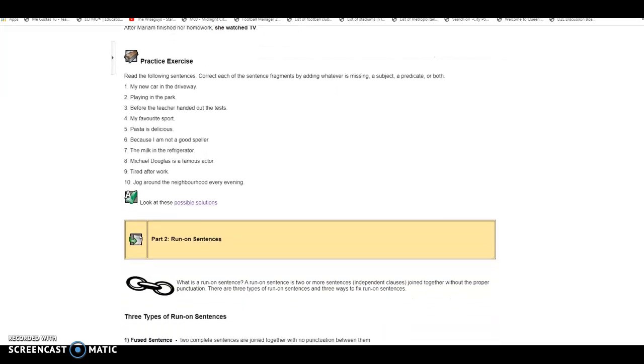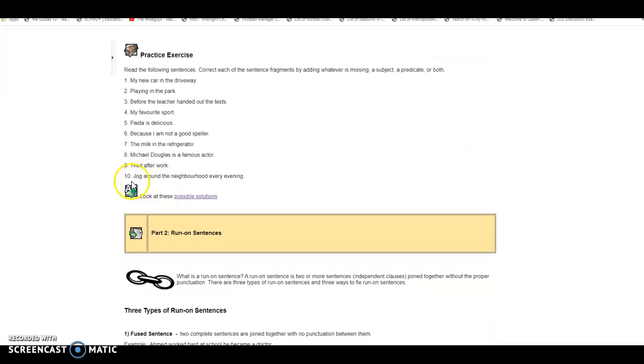And then in the practice exercise, what you're going to do is go through these 10 sentences, and you're just going to add whatever is missing, either a subject, a predicate, or both. In some of these 10 sentences, you won't have to add anything because they're already complete and they're not fragments. When you're done, you can click Possible Solutions to see answers to these 10 sentences, but keep in mind that your answers don't have to be the exact same. There's different ways that you can fix these sentences. You might put in one subject, and I might put in a different subject, but we both have fixed the sentence.